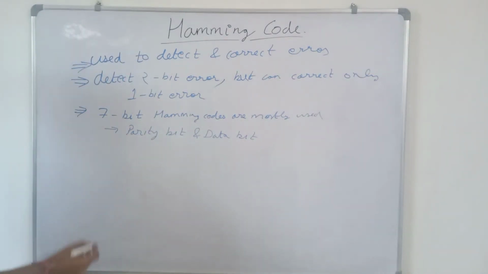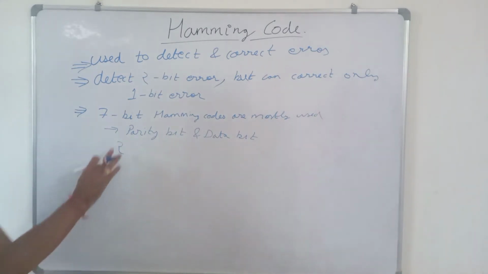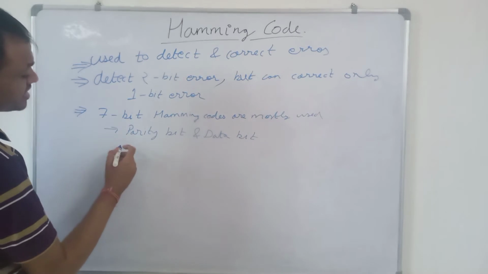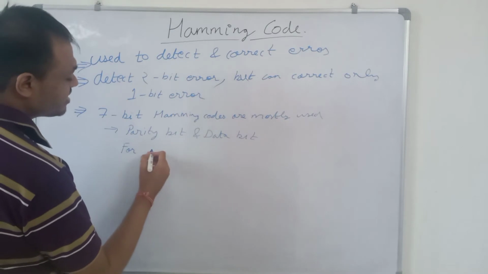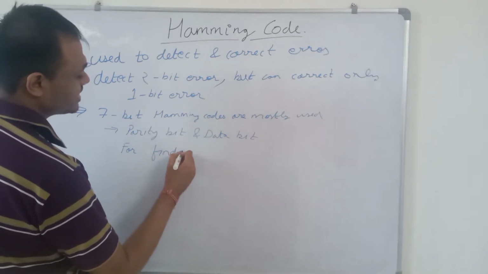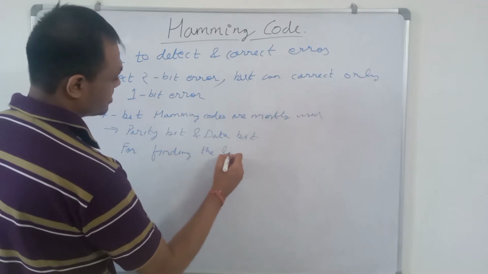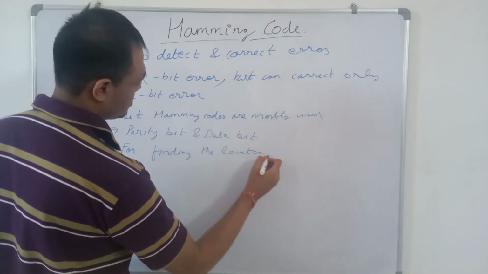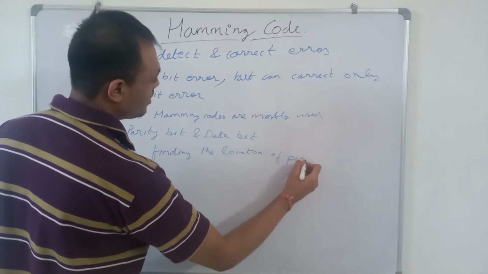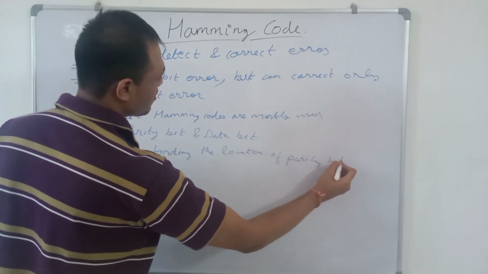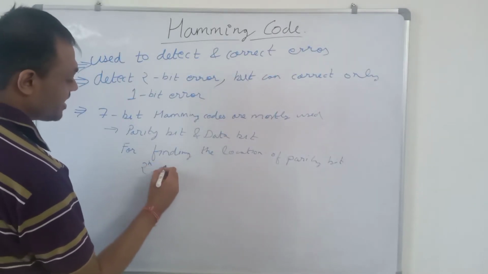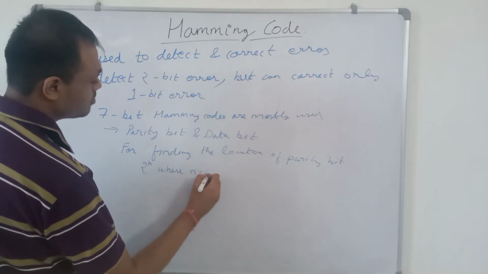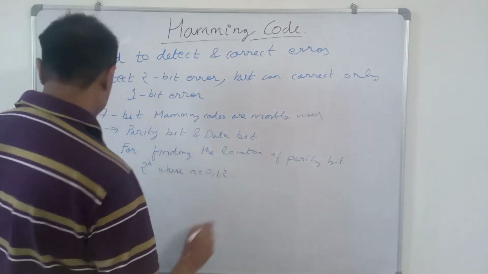Now the location of parity bits was decided by Hamming, the inventor of the code. So he says that for finding the location of parity bits, we have to use the formula 2 to the power n, where n is equal to 0, 1, 2 and so on.